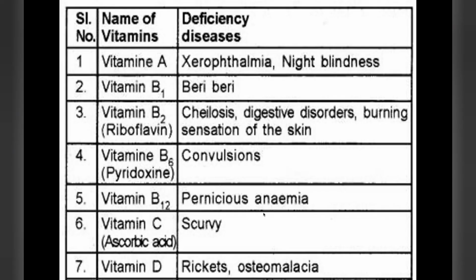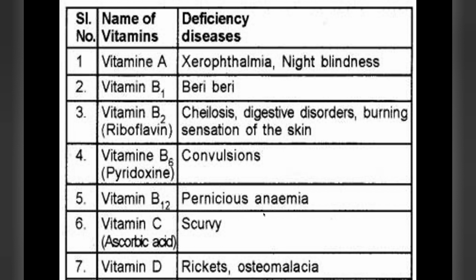This is one of the most important topics of biomolecules, which is highly asked in NEET in different years. You have to learn this table thoroughly, and you can see the names of vitamins and the deficiency diseases caused by each of them. First one is vitamin A, and the lack of vitamin A causes xerophthalmia or night blindness. Vitamin B1 deficiency causes beriberi. They'll ask you the deficiency of which vitamin causes beriberi. You have to know that it is vitamin B1.